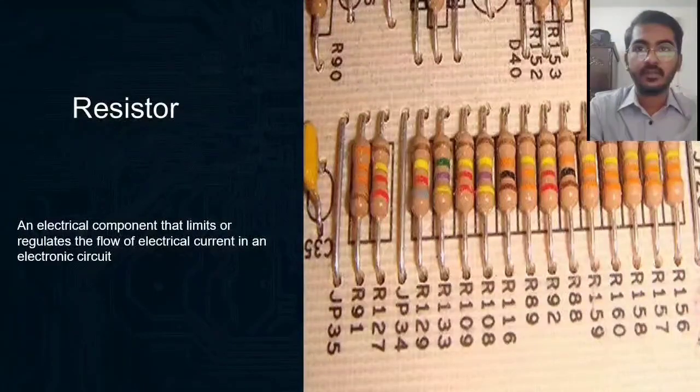Resistor. A resistor is an electrical component that limits or regulates the flow of electrical current in an electronic circuit. Resistors can also be used to provide a specific voltage for an active device such as a transistor.